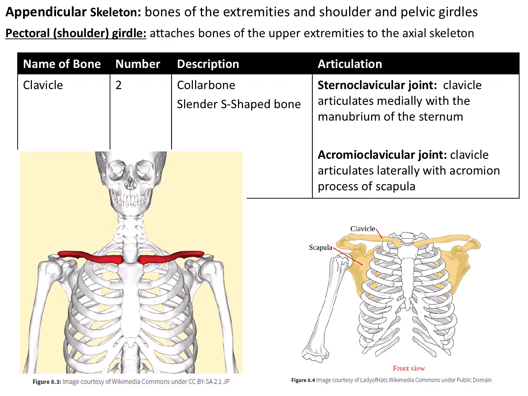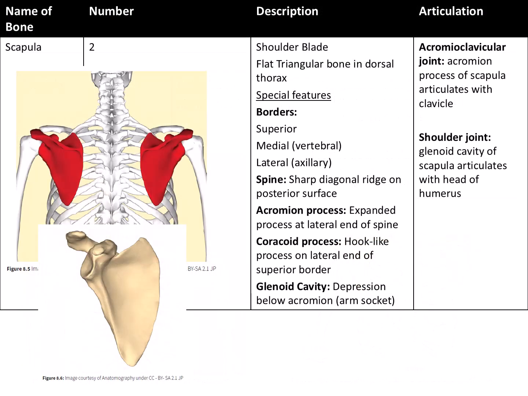Both the clavicle and scapula make up the shoulder girdle. The scapula is a triangular-shaped bone. It has a medial, superior, and lateral border. The medial border is closest to the spine, whereas the lateral border is on the lateral side of the body. Features of the scapula include the spine, which ends with the acromion process, the coracoid process, which points anteriorly and is a hook-like process, and the glenoid cavity where the humerus will attach.